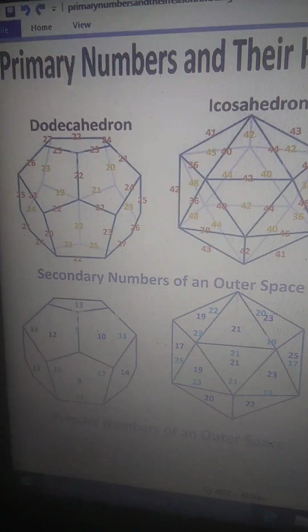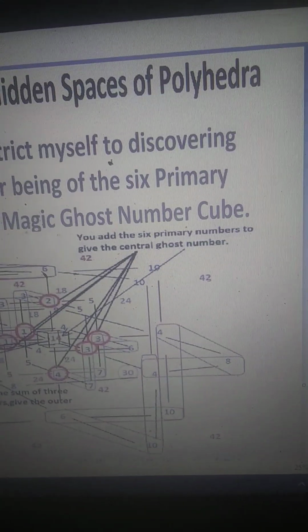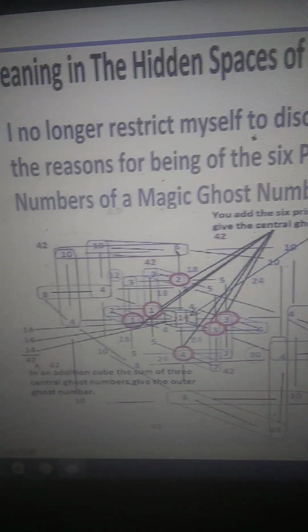A sphere has an infinite range of faces, and therefore I believe an infinite range of primary numbers. So the title for this is Primary Numbers and Their Hidden Meaning in the Hidden Spaces of Polyhedra, with potentially infinite hidden spaces.